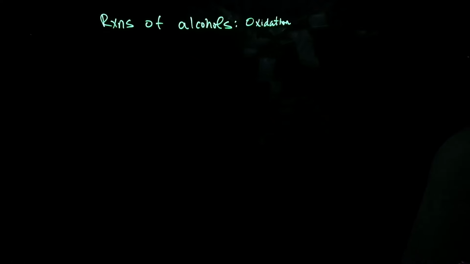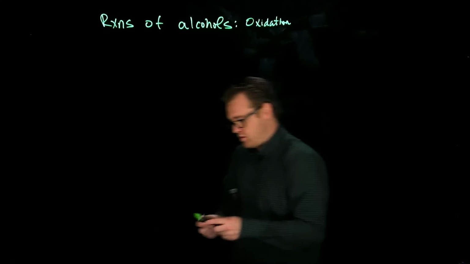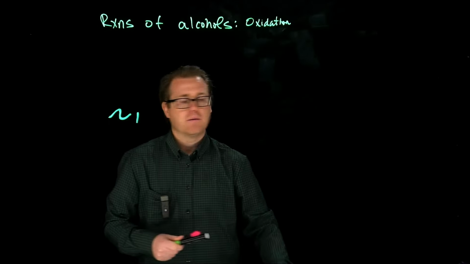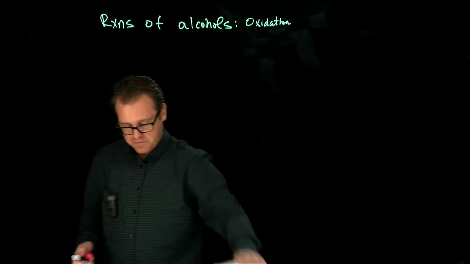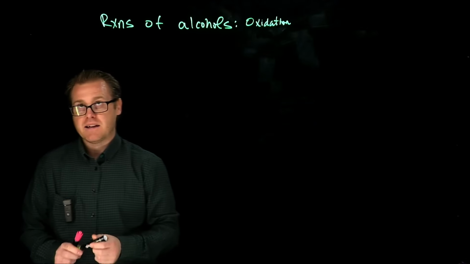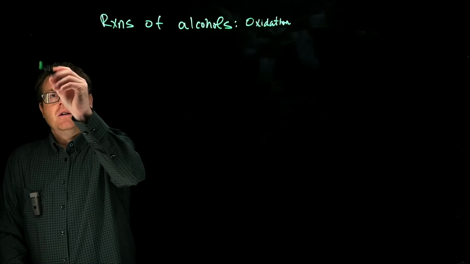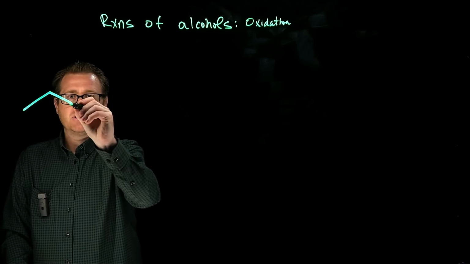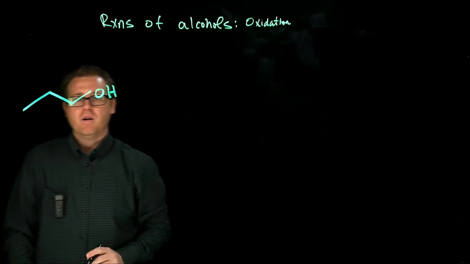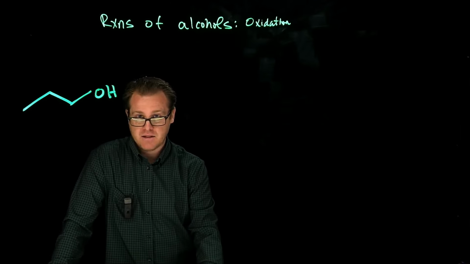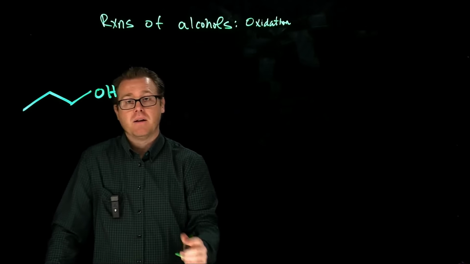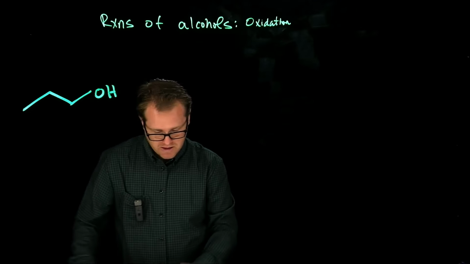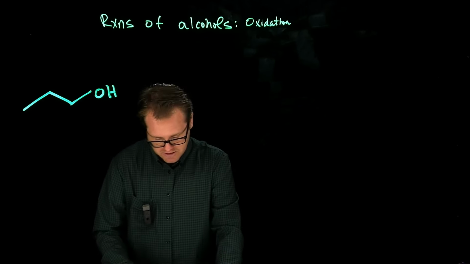Let's see if we have some newer markers here. Let's try this one right now, okay? So let's take a look at some reactions here. Let's just take a generic alcohol here. What type of alcohol is that? That is a primary alcohol. Okay. So if we take a primary alcohol, let's get my list here of oxidation.